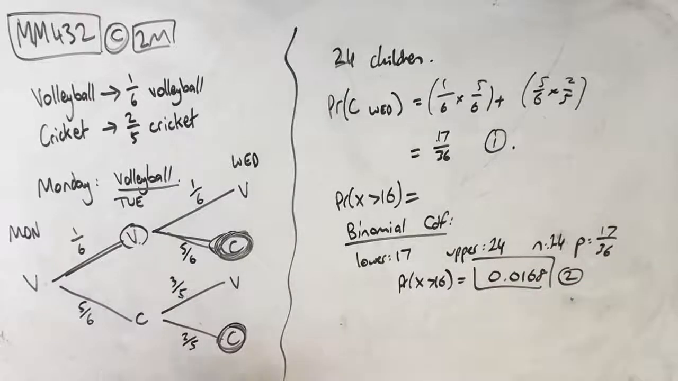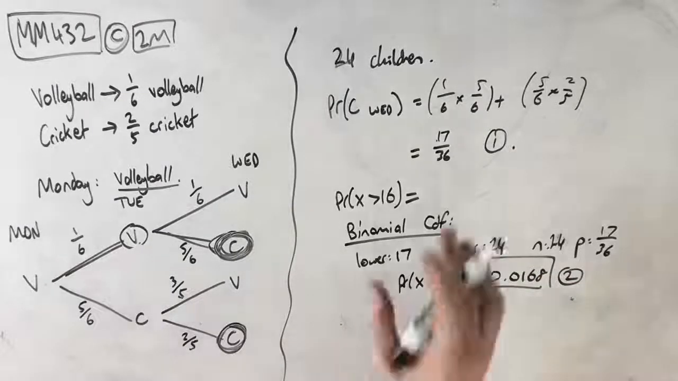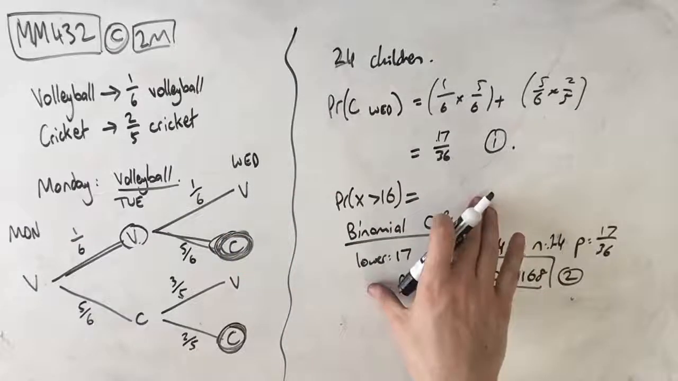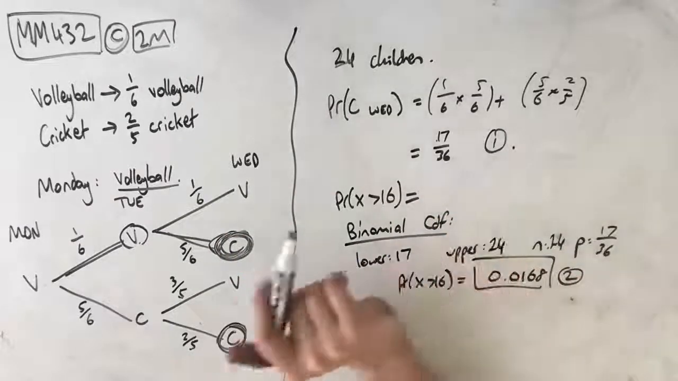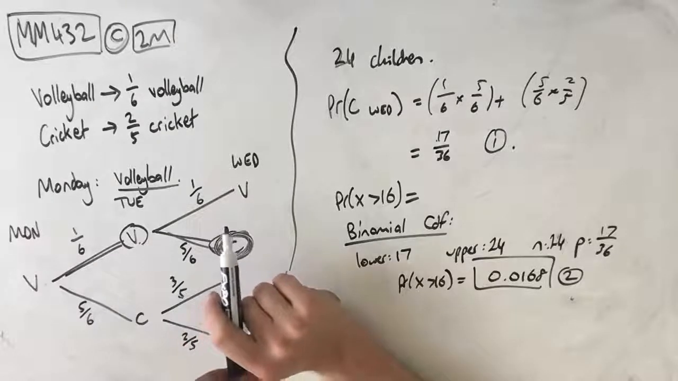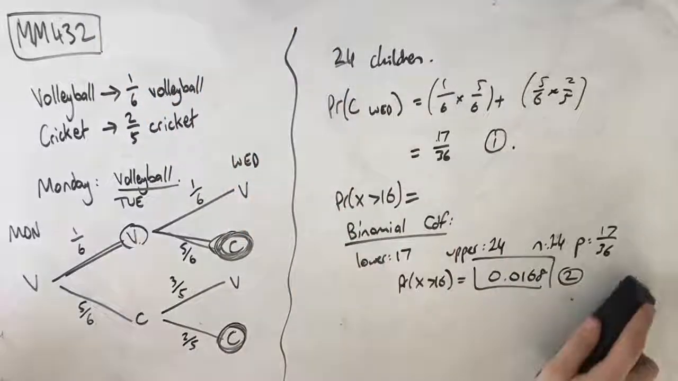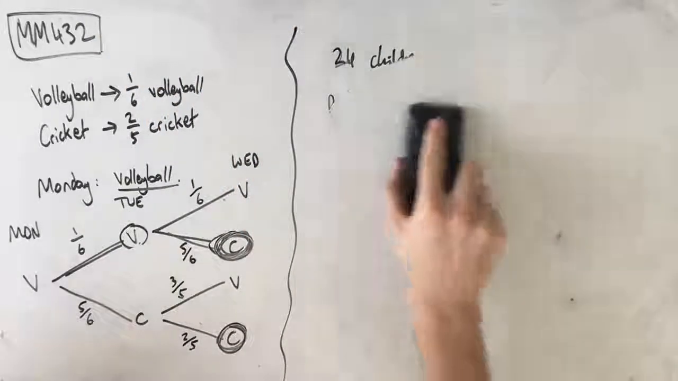So that is it for part C. So this is a combination of the conditional probability and then using that probability in the binomial sense as a distribution there. Guys, if you have any questions about it, let me know. But for now, let's move on to part D. Part D is a 3-mark question and can be quite irritating to do.